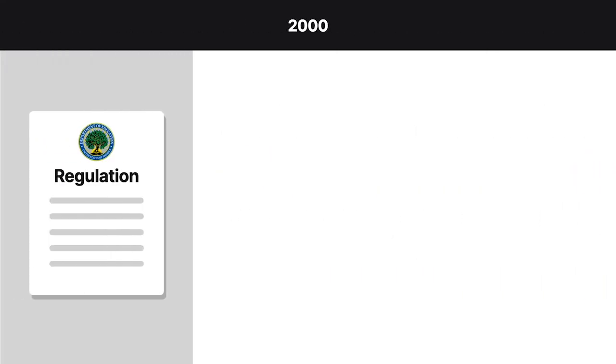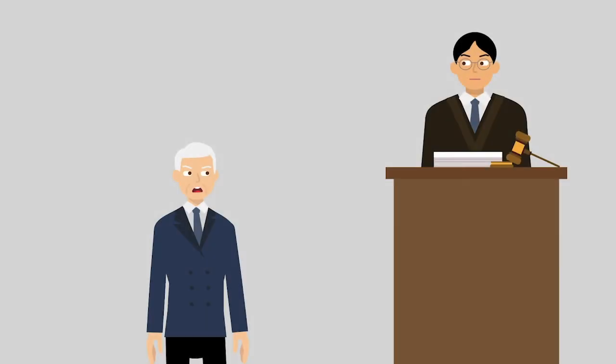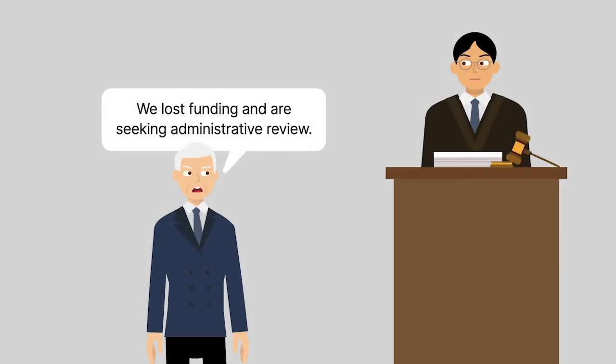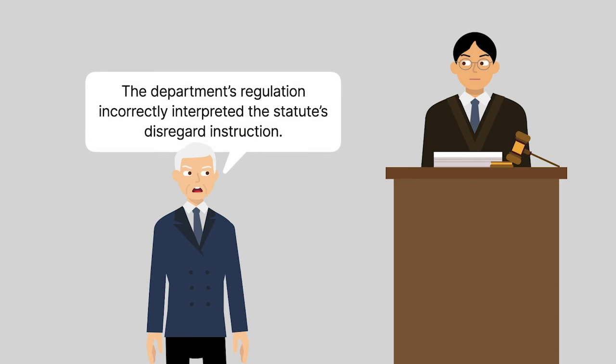In the year 2000, the department applied this regulation and determined that New Mexico equalized spending. Consequently, Zuni Public School District lost some state funding and sought administrative review. Zuni argued that the department's regulation incorrectly interpreted the statute's disregard instruction.